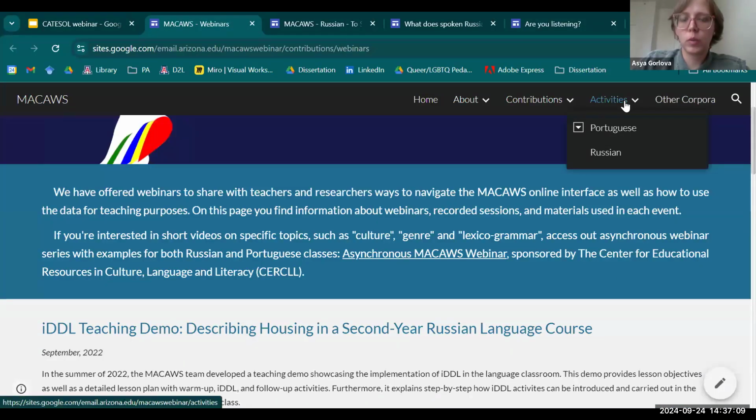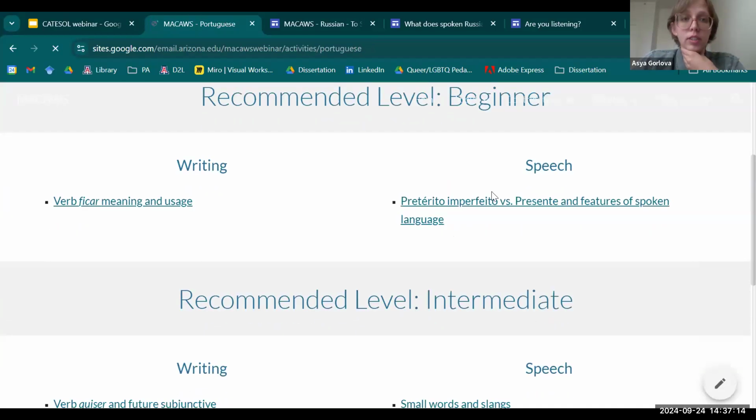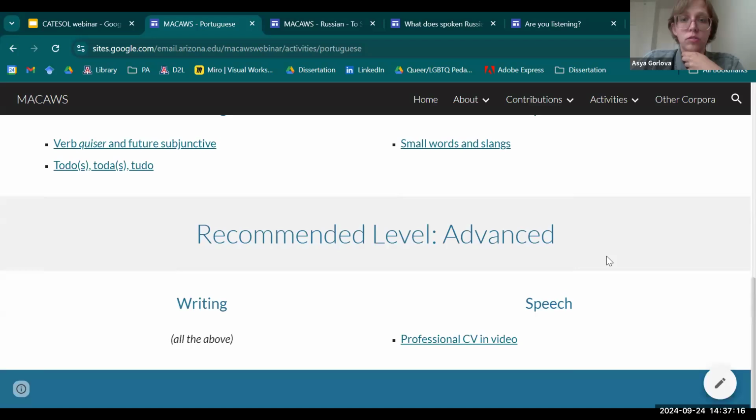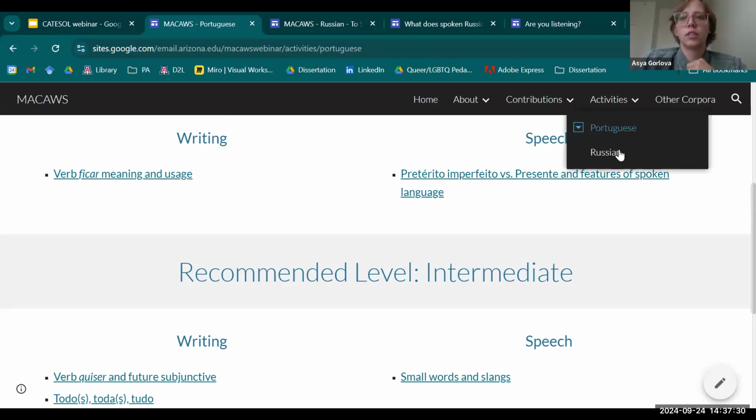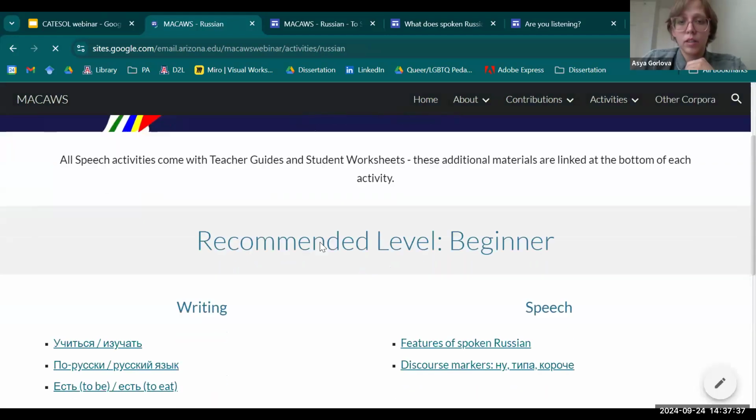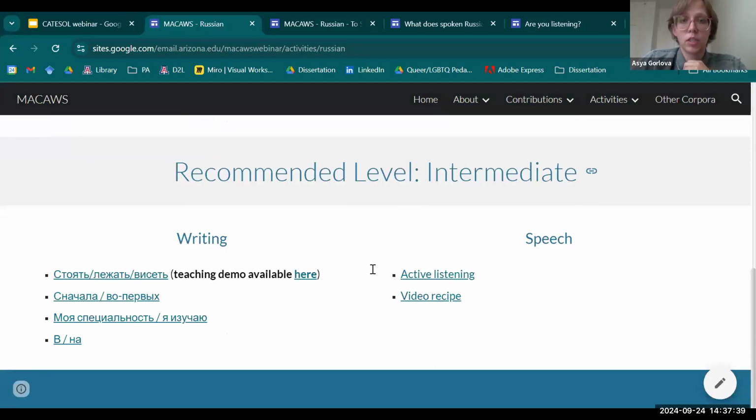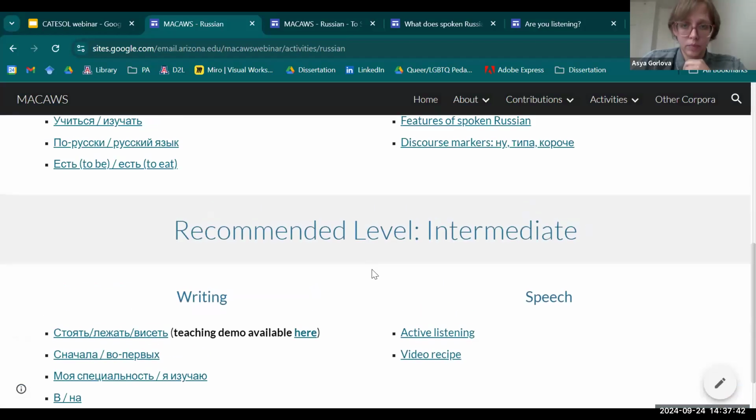So we have an activities tab on our website, and there are activities designed for Portuguese for both writing and speech for different levels. There are not that many, because some of them were designed specifically for our learning management system, and they're already embedded into it. So those are only the activities that are accessible to people who don't use D2L. And the same thing with Russian. We have writing and speech for intermediate and beginner levels.